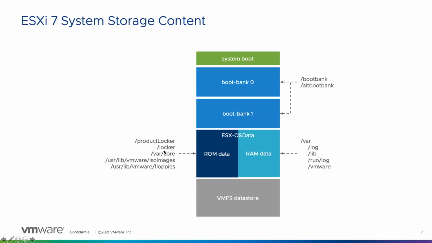Your locker is basically storing some of the configuration and some of the encrypted bits that are required for you to run the ESXi host. So essentially, what is being frequently written is considered as the RAM, and what is not accessed frequently is basically considered as the ROM data.